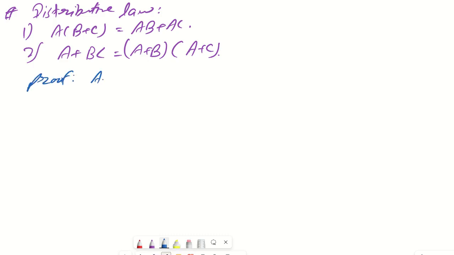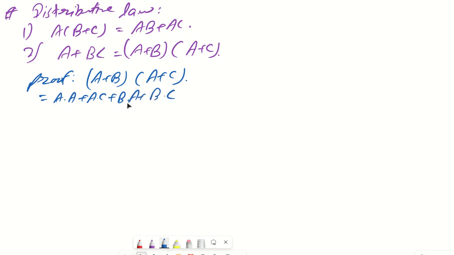So let us say we have (a plus b) into (a plus c). Can we do a simple multiplication? So a into a, first of all, a into a plus a into c plus b into a plus b into c, right? And ba can be written as ab, that is not a problem.